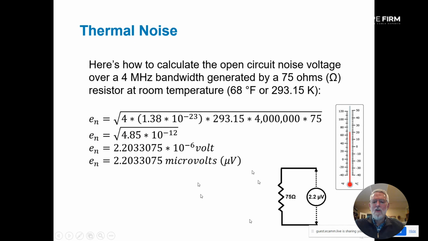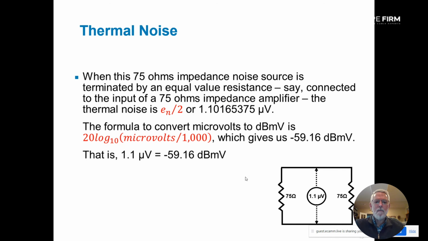So we've got the open circuit noise voltage, about 2.2 microvolts at room temperature. In order to be practical, of course, we have to terminate that noise source, the resistor, by an equal value resistance or impedance. So let's say we connect that 75 ohm resistor to the input of a 75 ohm impedance amplifier. So the thermal noise then is going to be EN divided by 2. So instead of 2.2 microvolts, it's 1.1 microvolts, more or less.